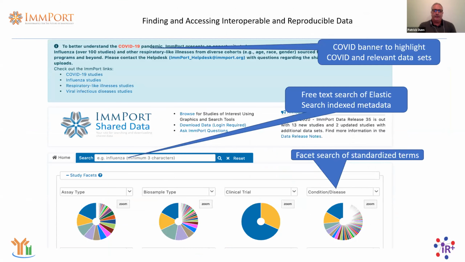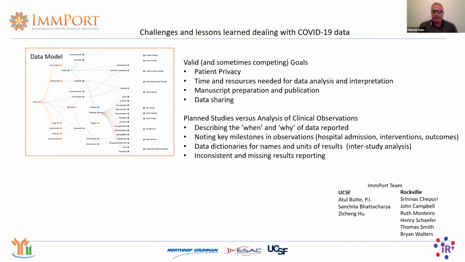We have multiple tools to make it possible to find and access the data. We have a COVID banner, much like multiple other sites do, to provide links to the COVID data sets in IMMPORT that are available and other data sets that might be relevant for you. We support a free text search using an Elasticsearch index of descriptive information that's provided during the uploads. And we also have faceted search using standardized terms, so ontologies, MeSH terms, that sort of thing. By this combination of searching tools, we're trying to make it possible for people to find the relevant data sets and then move forward with that.